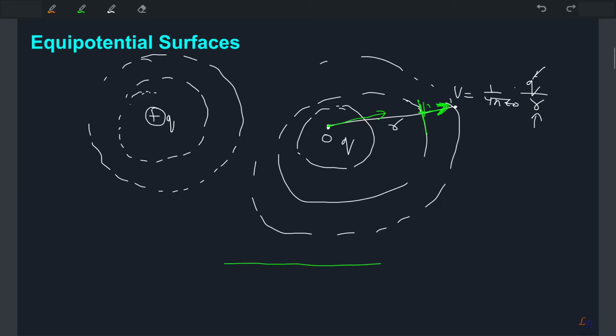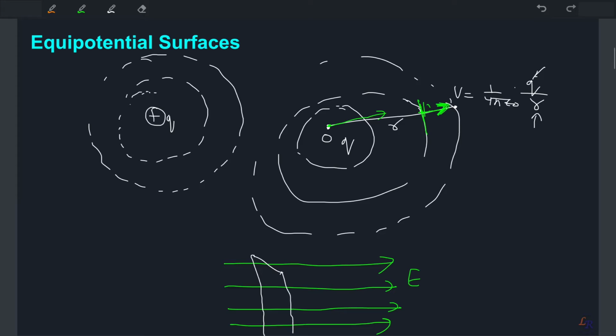For example, let's say you have a uniform electric field, something like this. Now you can have equipotential surfaces which are perpendicular to the electric field, for example like this. So these surfaces which are perpendicular to the electric field will be called equipotential surfaces. And you can prove very easily why, on equipotential surfaces, the electric field is perpendicular.